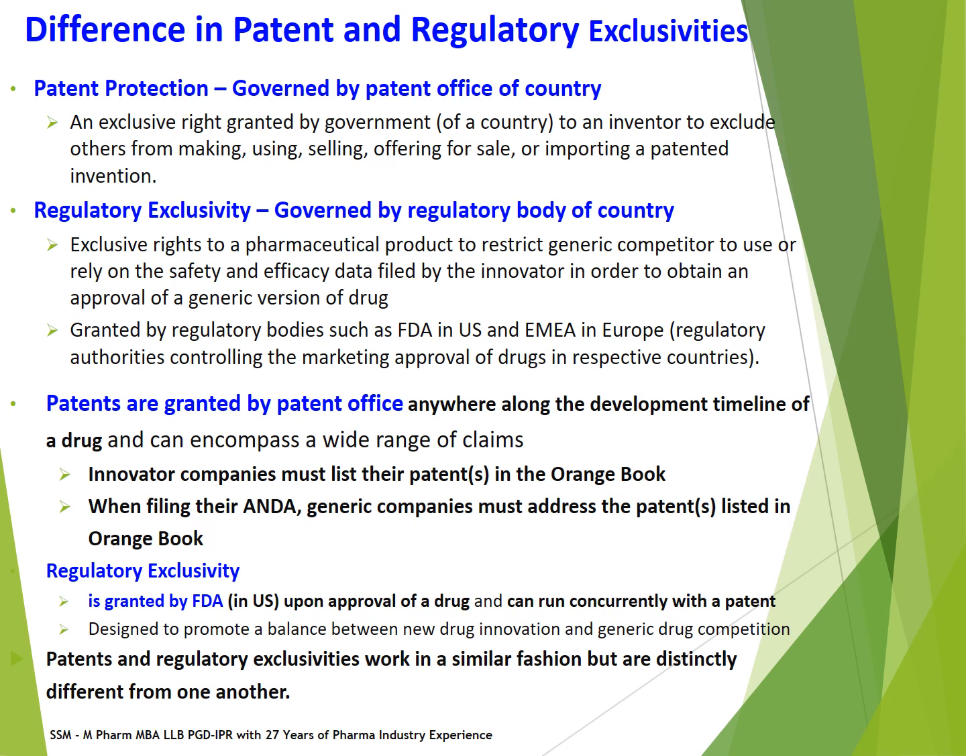Or the generic company may say that I will market my drug only after expiry of all the listed patents in the Orange Book, and that will be a paragraph 3 application. Or maybe the generic company will say that I am not infringing the listed patents in the Orange Book, or maybe the listed patents in the Orange Book are invalid, or maybe those patents are not enforceable. So basically the generic company is challenging the Orange Book listed patents. That will be called a paragraph 4 generic application.